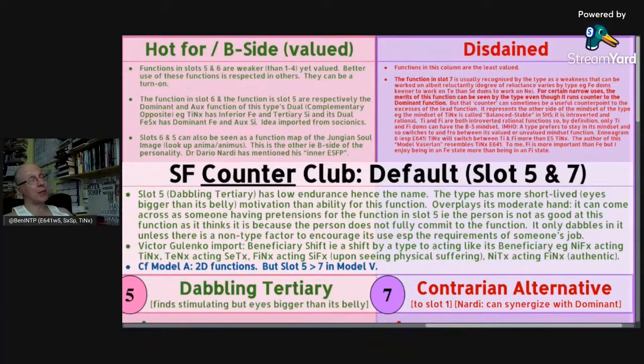So this is what I mean. TE is one of those functions that tends to get developed a lot by necessity. It's very much related to work, TE. The requirements of someone's job. Victor Gulenko, import. Beneficiary shift, i.e. a type acting like his beneficiary. E.g., well, let's put in here NITX acting like FINX. You know, because INTJ can be the most authentic type, authentic to a fault, honest to a fault.